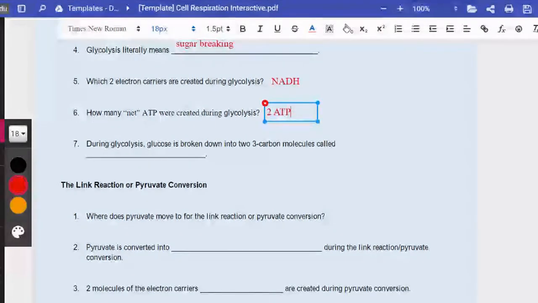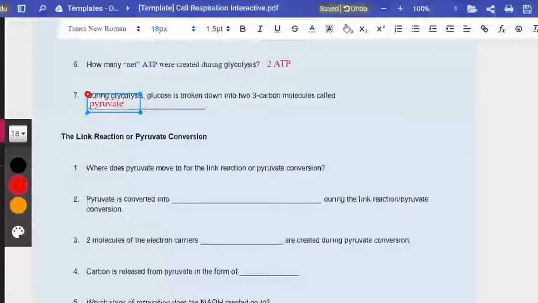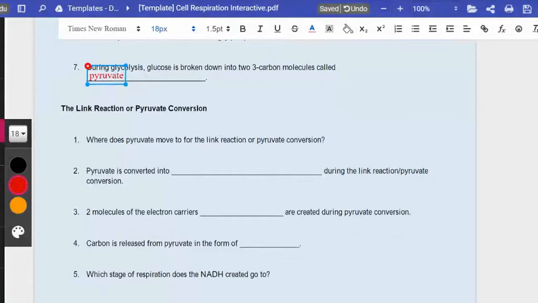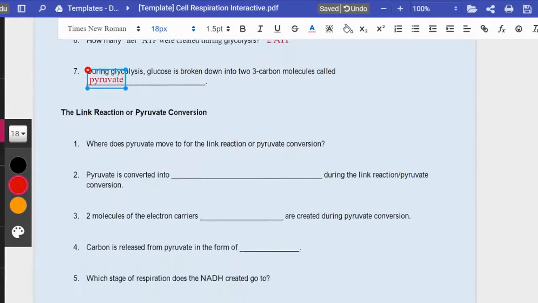During glycolysis, sugar gets broken in half into 2 3-carbon molecules called pyruvate, also called pyruvic acid. Glucose gets snapped in half. Glucose, remember, C6H12O6, gets snapped in half into 2 molecules of pyruvate, and we got a little energy, 2 NADHs and 2 ATPs.